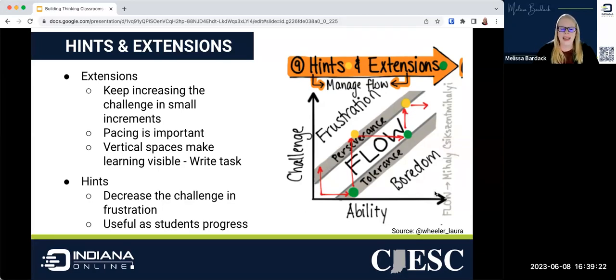For students who are hitting that frustrational level and needing hints, it's important with your hints to look at, are you decreasing the challenge for students or are you decreasing the frustration? So there are students who are frustrated just simply because it is a challenge, and students who are at their frustrational academic level. So when you're giving hints, be sure that you're looking for hints that are truly useful to students as they're progressing and not just simply that they're frustrated with completing the task and having to think around their skill and ability level.